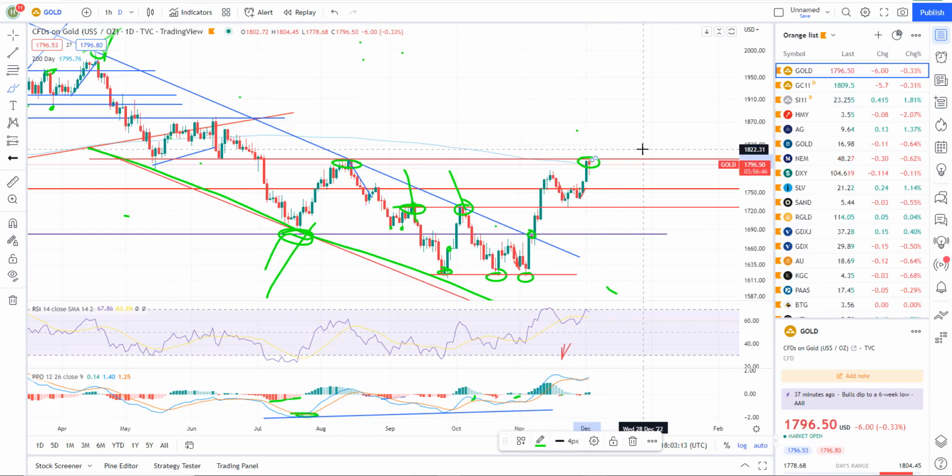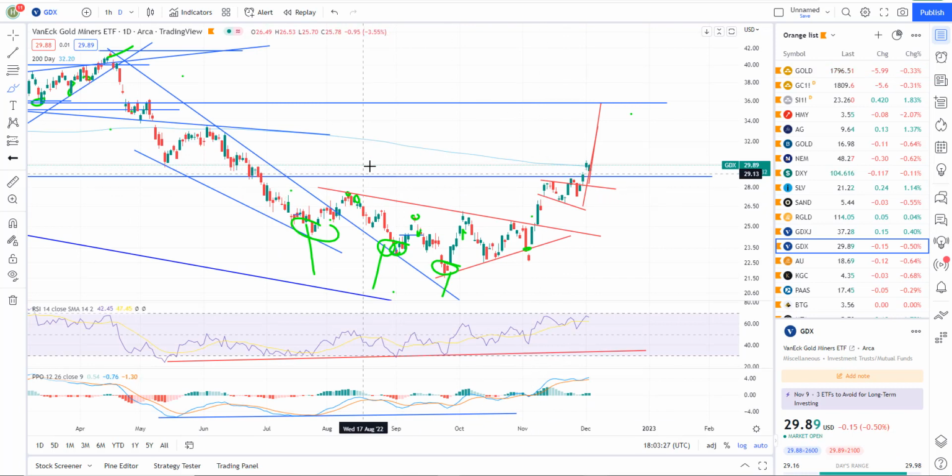I think we'll probably get some sort of a pullback here, a tradable pullback, that maybe gets us back down to this 1720 or down to this 1755, but some sort of a pullback. And then I'm looking at the miners here, GDX.